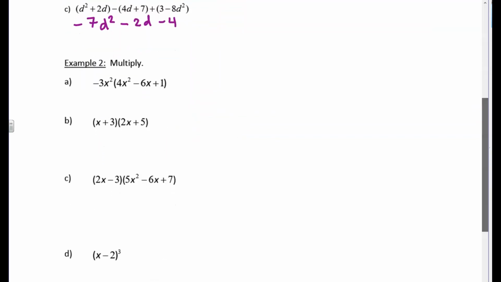Now, on example 2, we're going to multiply. And remember, guys, when we multiply, one, we have to distribute when you have a monomial multiplying into a polynomial. You always multiply your coefficients, so -3 times 4 is -12. And then you add your exponents. So x squared times x squared becomes x to the fourth. Now -3x squared times -6x becomes positive 18x cubed because we added the exponents. And -3x squared times 1 is minus 3x squared.